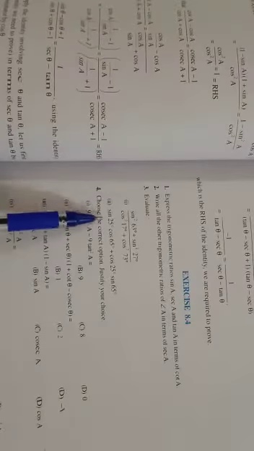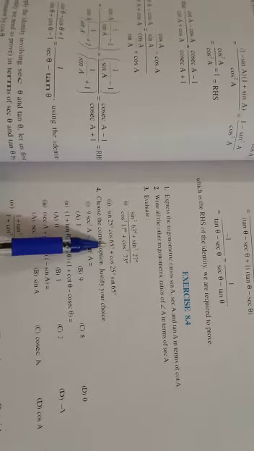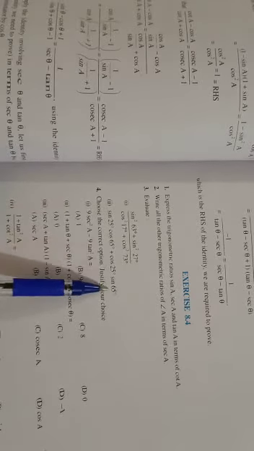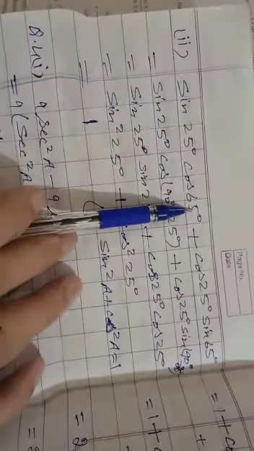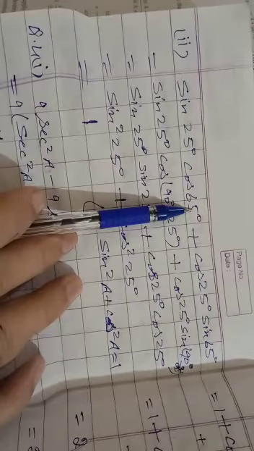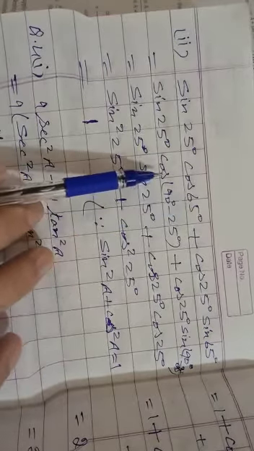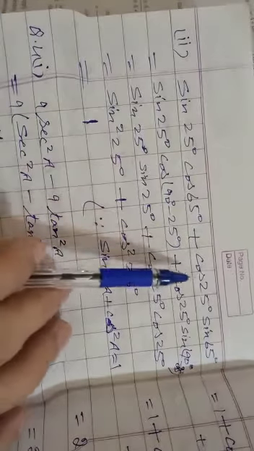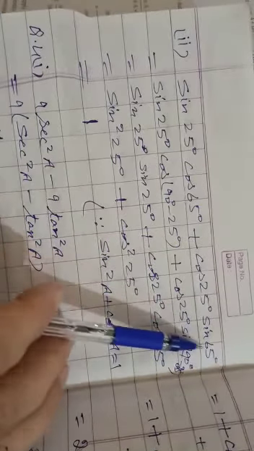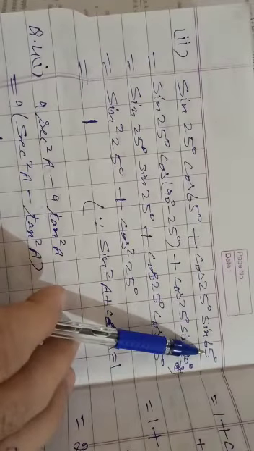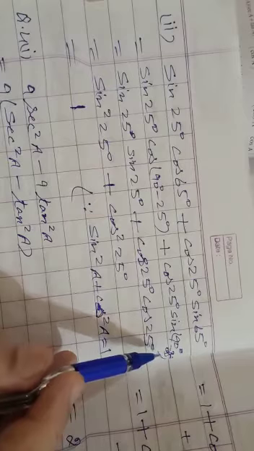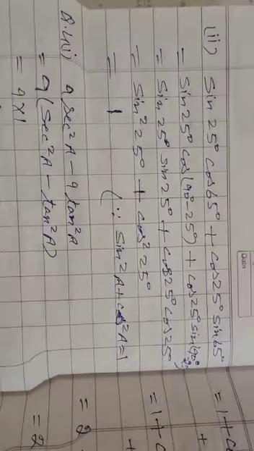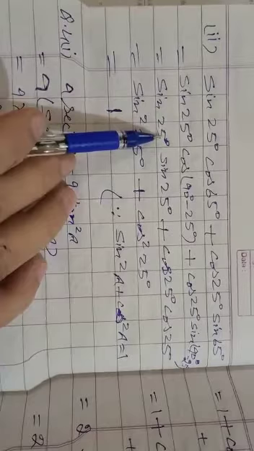Now second part. Sin 25 degree cos 65 degree plus cos 25 degree sin 65 degree. We write sin 25 as it is. For cos 65, the complement angle of 65 degree is 25 degree, so we write cos 65 as cos of 90 minus 25 degree. Plus cos 25 degree as it is. Sin 65, the complement angle of 65 degree is 25 degree, so we write sin of 90 minus 25 degree. Sin 25 degree as it is.